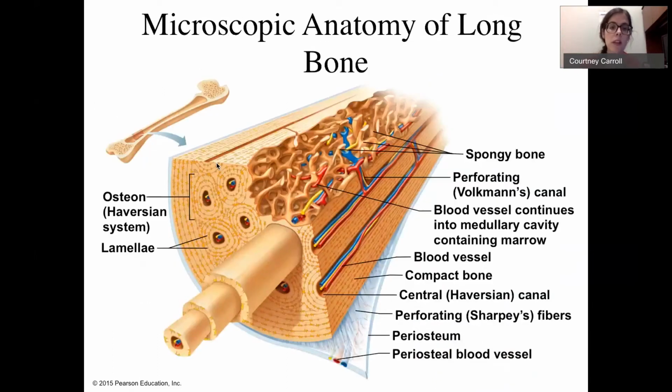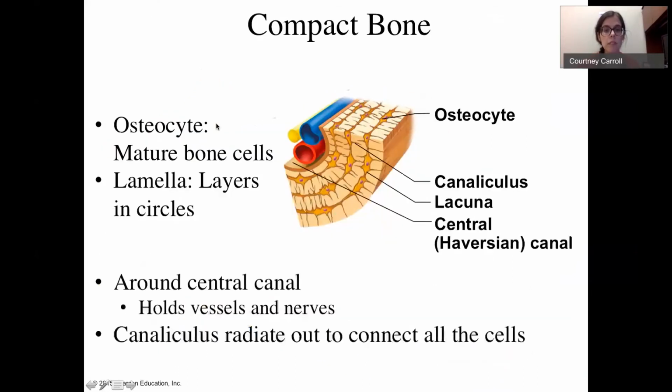So if we zoom in, you can see for compact bone, it's made of osteons, these layers of concentric circles. The layers are lamellae. So if we zoom in again, we're going to see in the middle these cells called osteocytes. Those are the mature bone cells. And they have these layers, these lamellae, and it forms a concentric circle. And in the middle is going to be a central canal, a Haversian canal, that's going to hold blood vessels and nerves, and it radiates outwards these little canaliculi.